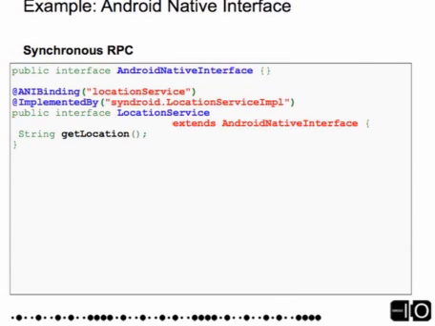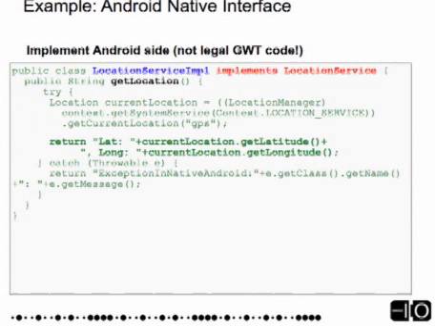Secondly, we have to say where is the implementation of this on the Android side, that actually does the low-level Android calls. So you just simply add @ImplementedBy LocationServiceImpl. That actually tells the linker some crucial information that it's going to need later.